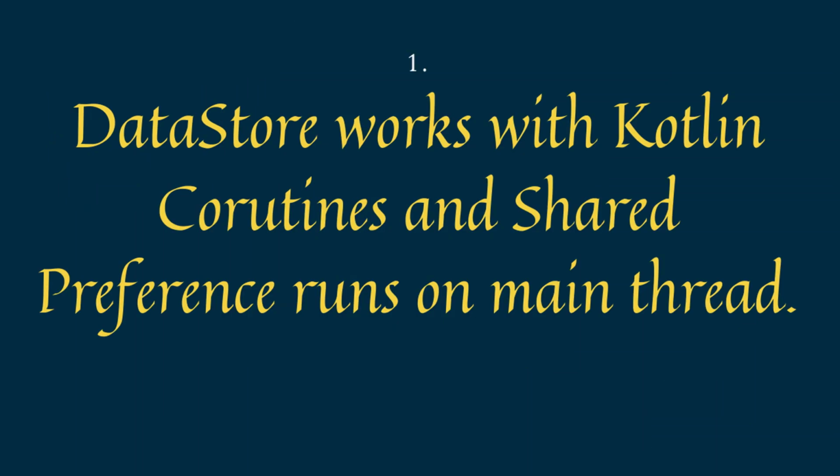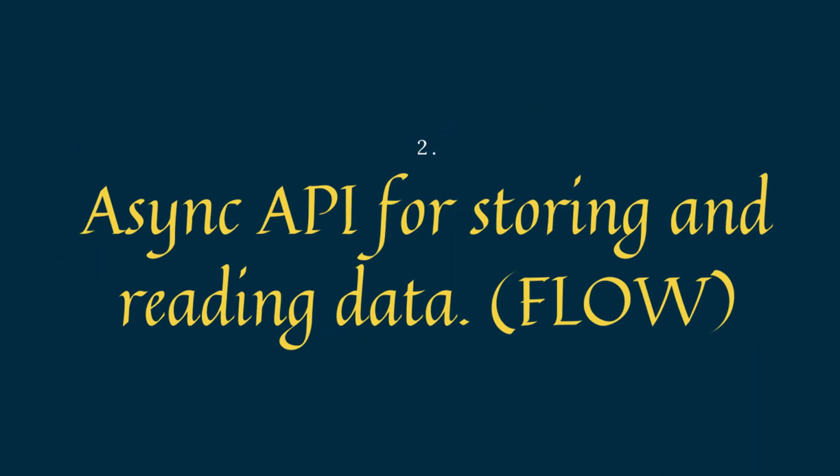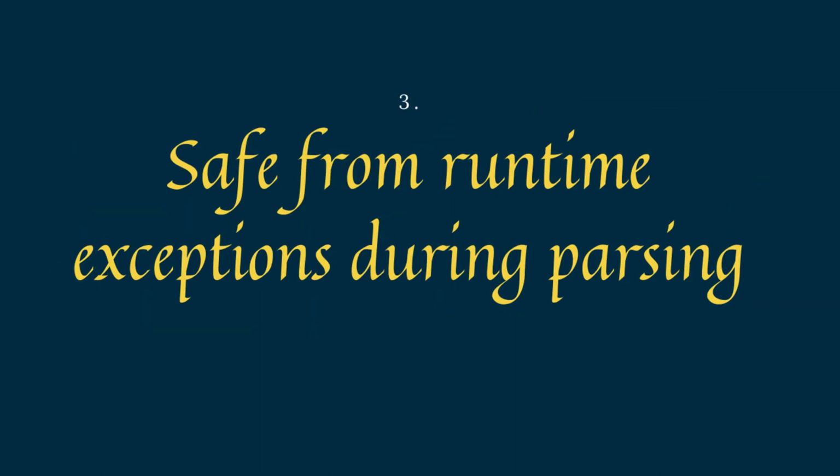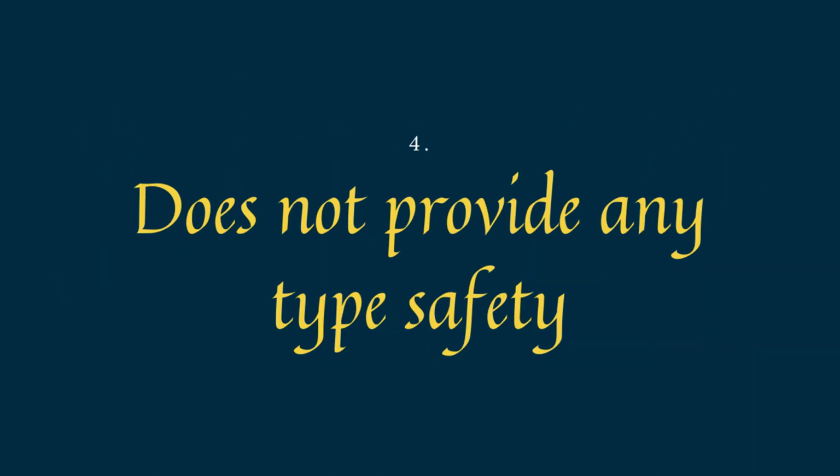DataStore works only on Kotlin coroutines and Flow to store data asynchronously, continuously and transactionally, whereas Shared Preference runs only on the main thread. It uses an async API for storing and reading data. So let's get into the code now.